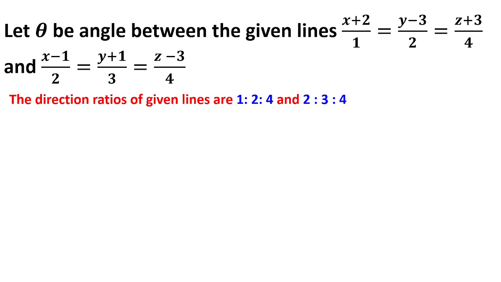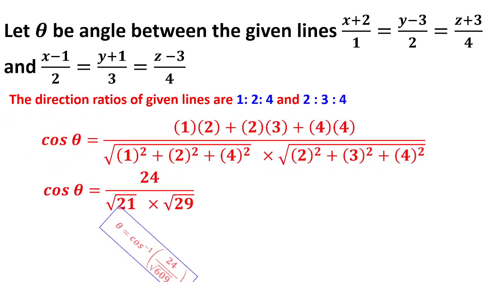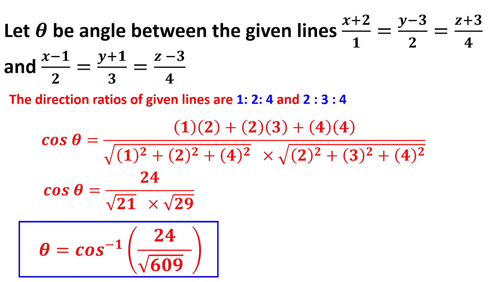Now the question is not over. They want the angle between the lines. The two lines are given. Their direction ratios are 1, 2, 4 and 2, 3, 4, and we are using the cos theta formula. Therefore the answer is 24 upon root 609 is cos theta. Therefore theta is cos inverse of 24 by root 609. And these two lines are perpendicular to the line which you have already found, but they simply want the angle between the two given lines only.